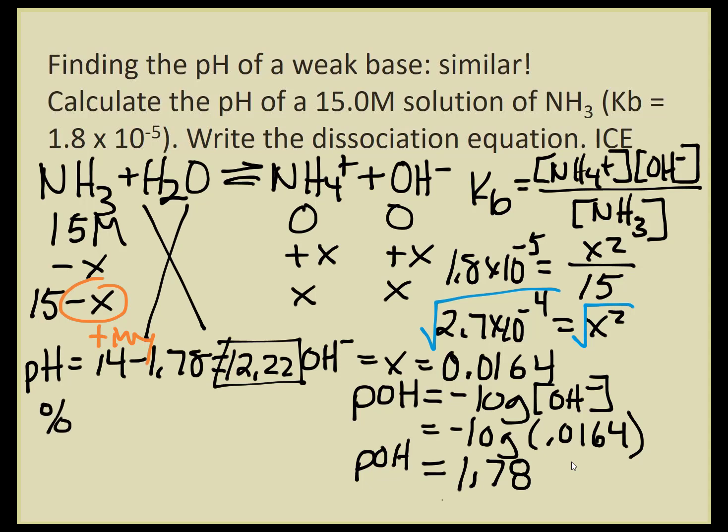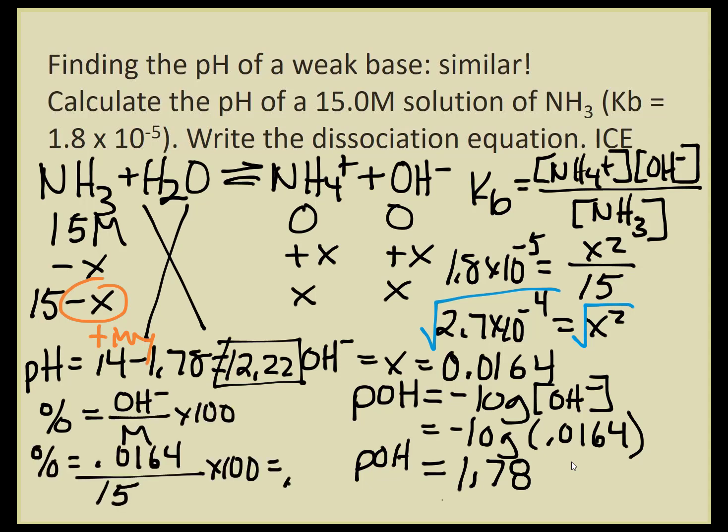We can just double check that it was okay that we assumed that x was tiny. And so I'm going to do my percent equation. And instead of doing the hydrogen ion, I'm going to do the hydroxide ion this time because this is a base. And I get a 0.1% dissociation. So this is okay that we took the shortcut. So some difficulties with this problem, just remember that when you have a base, you are going to have the water as a reactant, most likely. And so don't include the water in your ICE chart or in your Kb expression.